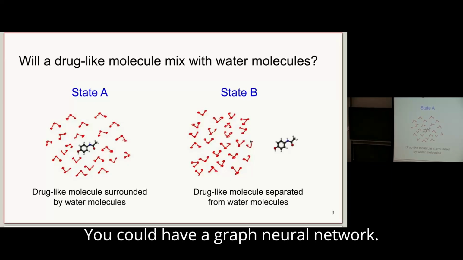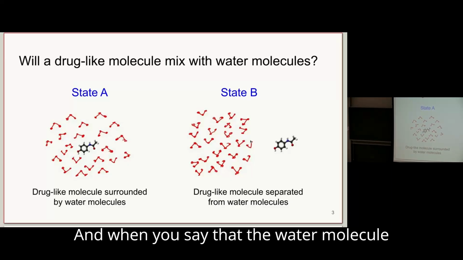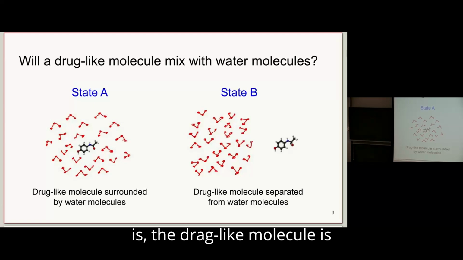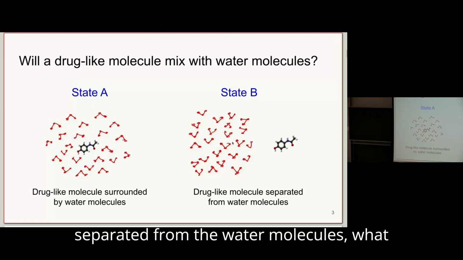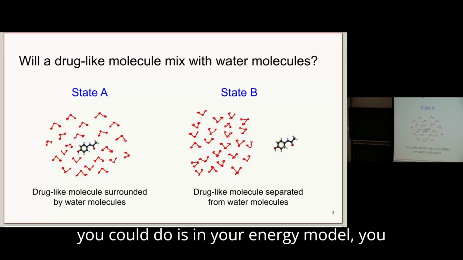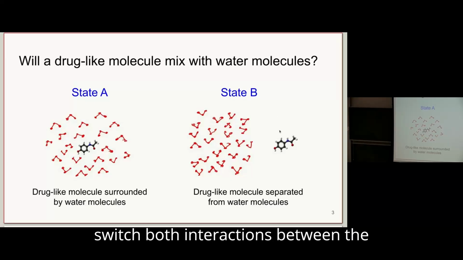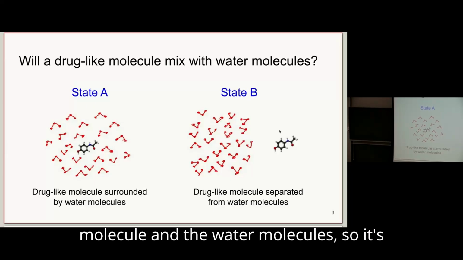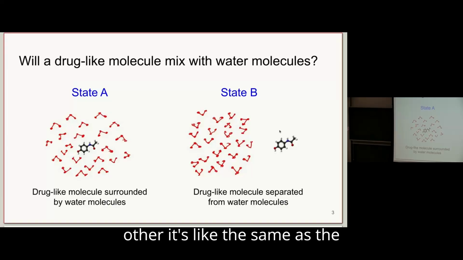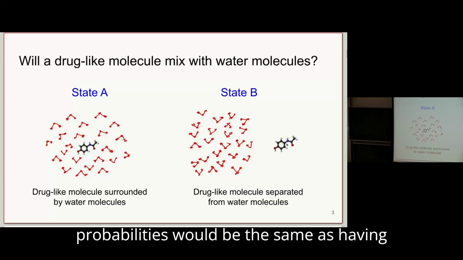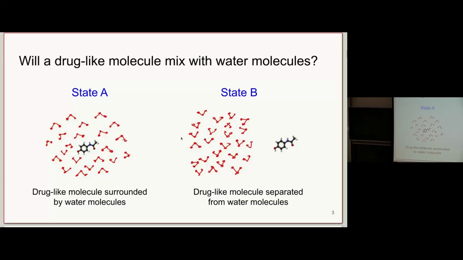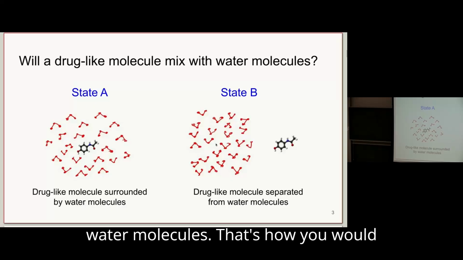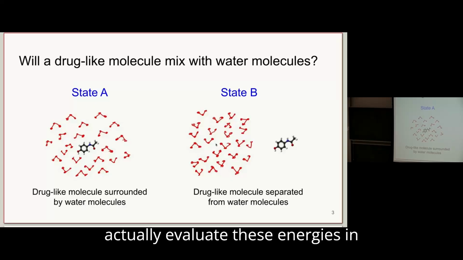You could have a graph neural network. And when you say that the drug-like molecule is separated from the water molecules, what you could do is, in your energy model, you switch off interactions between the atoms in the drug-like molecule and the water molecules. So it's as if the two things don't see each other. The probabilities would be the same as having this thing in vacuum, separated from the water molecules. Okay? That's how you would actually evaluate these energies in practice.